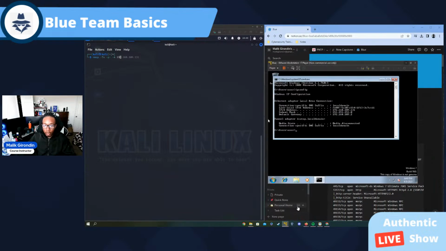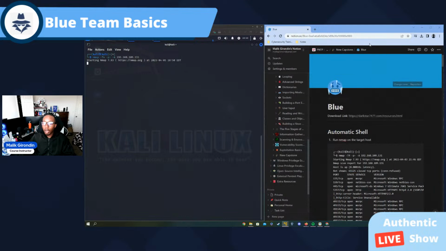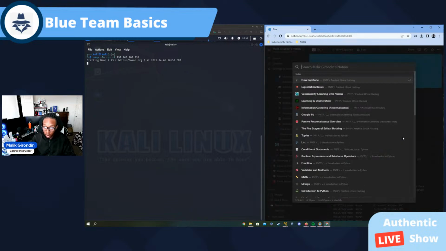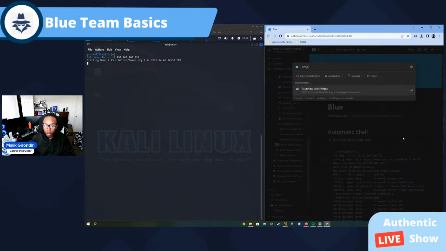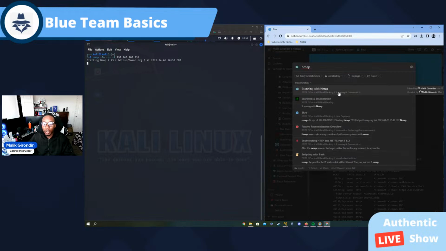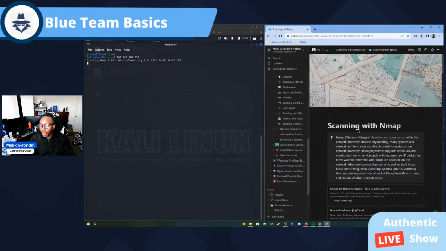Did you guys forget it? It's right there. 192.168.109.131. So we got our nmap scan running. While that's running, just in case you guys don't know, what the heck is nmap? So we do a Control P, and this is why I switched over to Notion. I used to take notes on OneNote. Man, I'm so glad I switched to Notion.